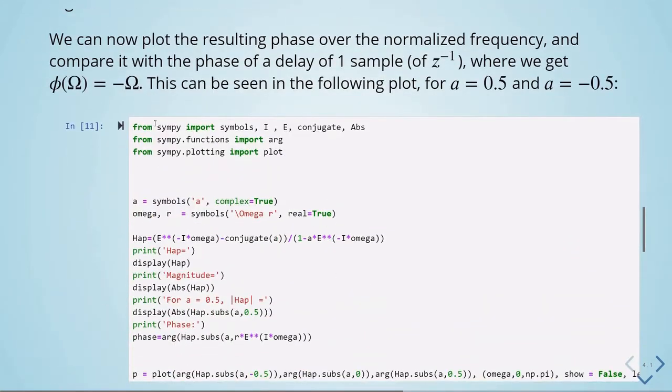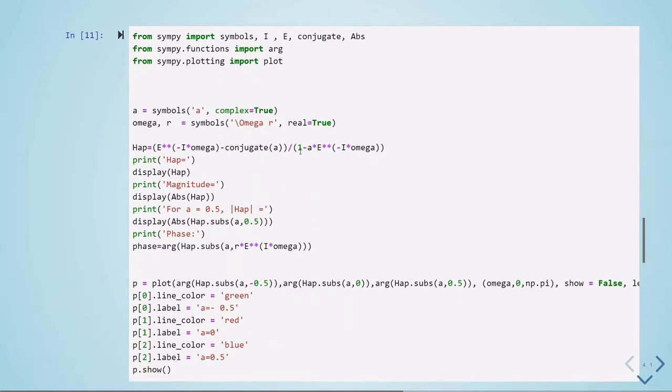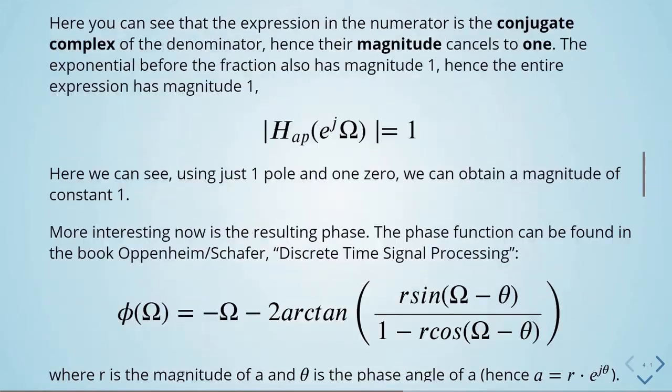So I'm importing here SymPy and the symbols, conjugate. This computes the phase, this computes the magnitude, this is the complex number, this is the exponential, this computes the conjugate of a complex number, and this is a SymPy plotting function. So here I'm defining the symbols I'm going to use. Here I'm defining first this equation given here.